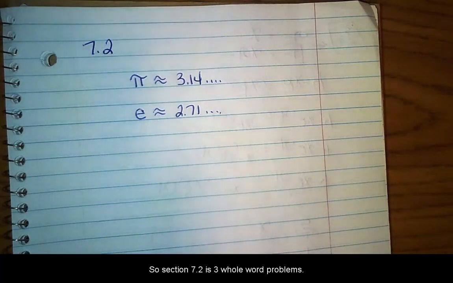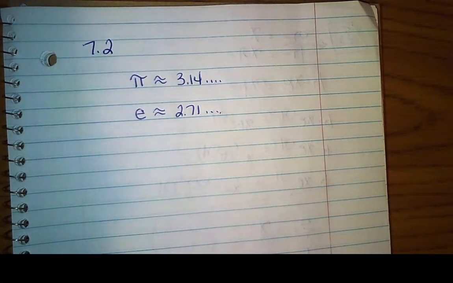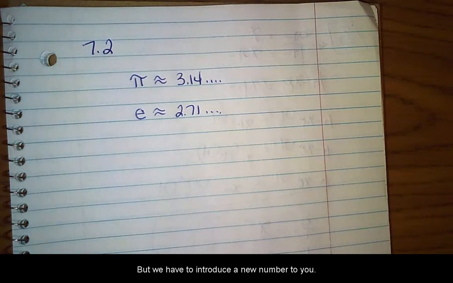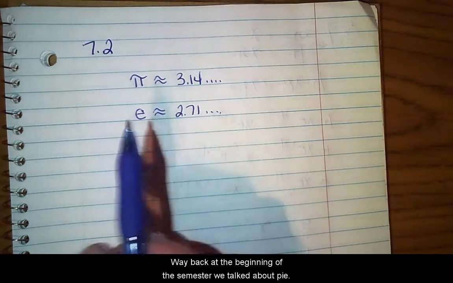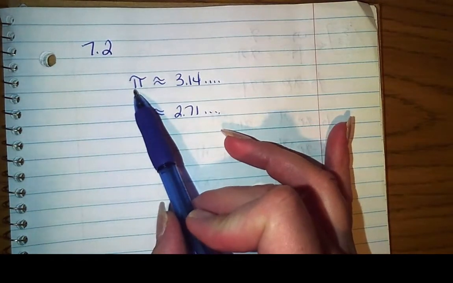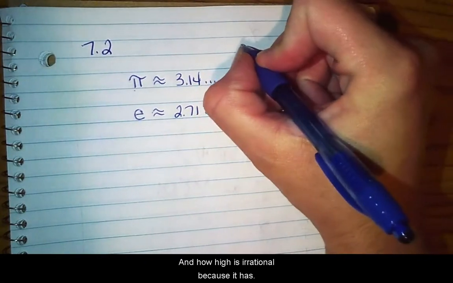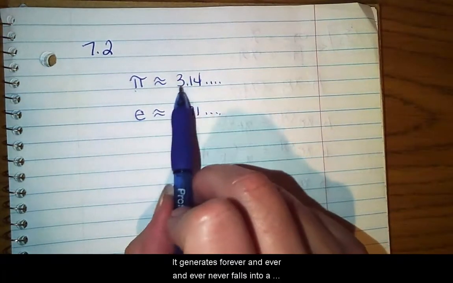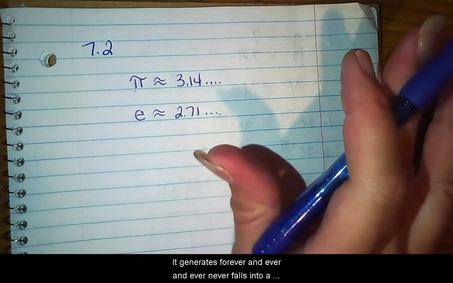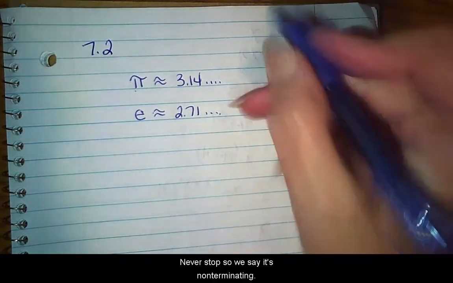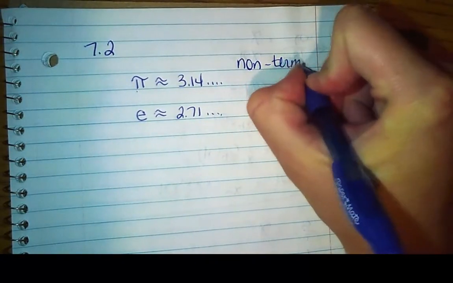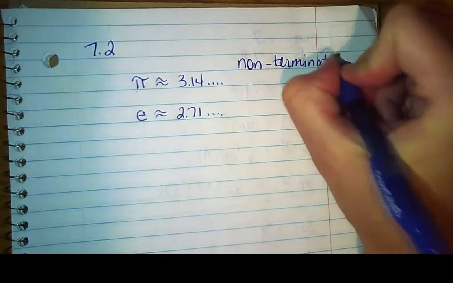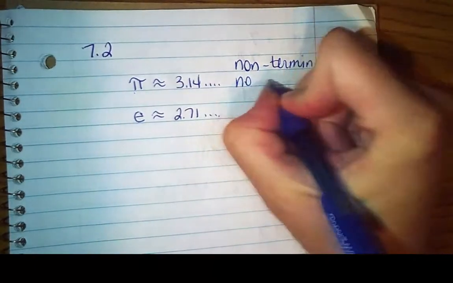So section 7.2 is 3 whole word problems. But we have to introduce a new number to you. Way back at the beginning of this semester, we talked about pi and how pi is irrational because it generates forever and ever, never falls into a pattern of repetition, never stops. So we say it's non-terminating because it doesn't stop. And we say it's non-repeating because it never falls into some sort of repetitive number sequence.